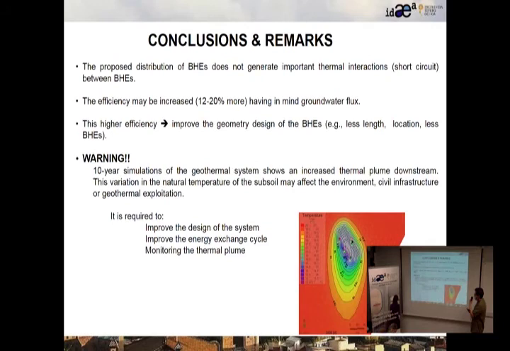So as conclusions and remarks for this work, we have to be aware of the design of these geothermal systems, not only for the increased efficiency when taking into account the groundwater flux, but also because of the problems that can be caused downstream of the systems. So it is required to improve the design of the system, to improve the energy exchange cycle along the years, and to monitor this possible thermal plume.